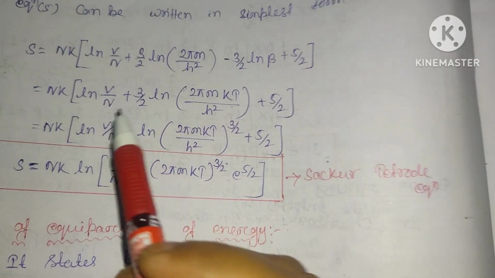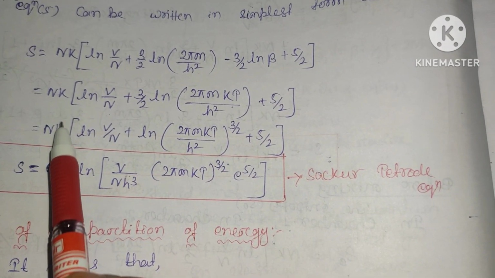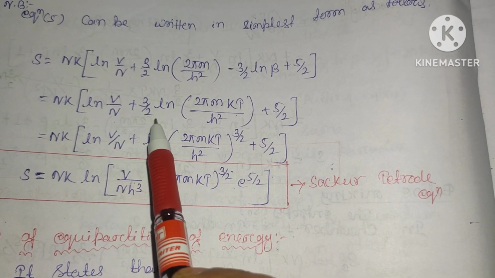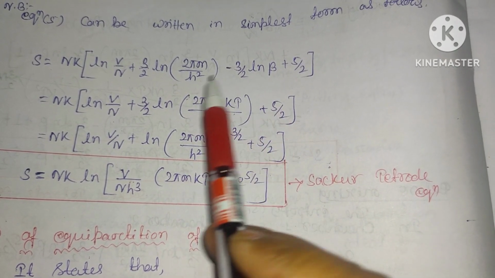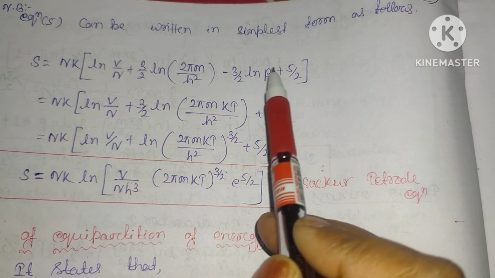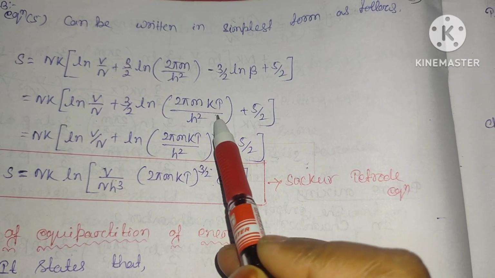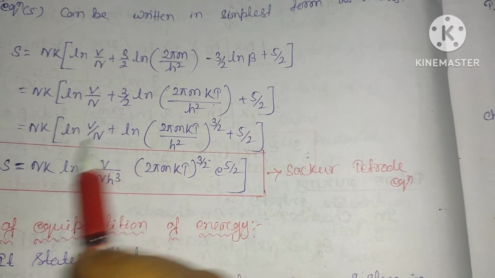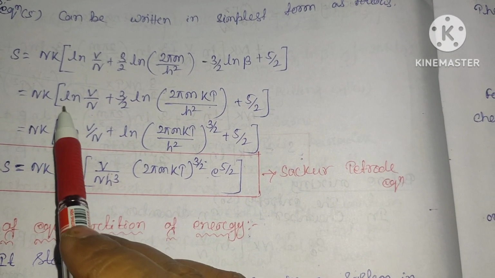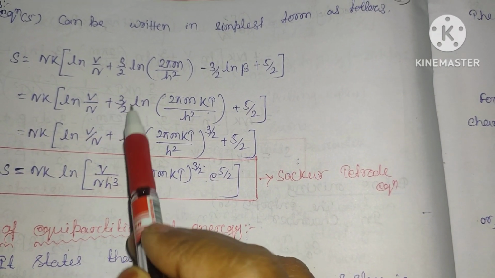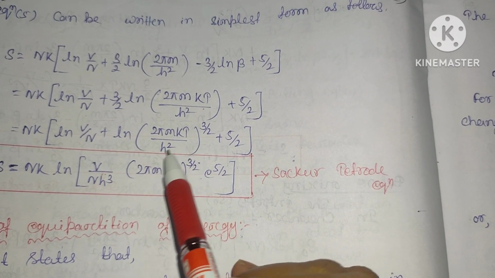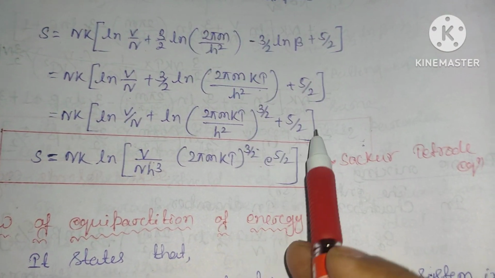The Sackur Tetrode relation can also be written as nk ln v by n plus 3 by 2 ln 2 pi m by h square. This is ln beta, so that will be 1 by 1 by kT, which becomes kT. So plus 5 by 2. So this will be ln v by n plus ln of 2 pi m kT by h square to the power 3 by 2. So this is plus 5 by 2.